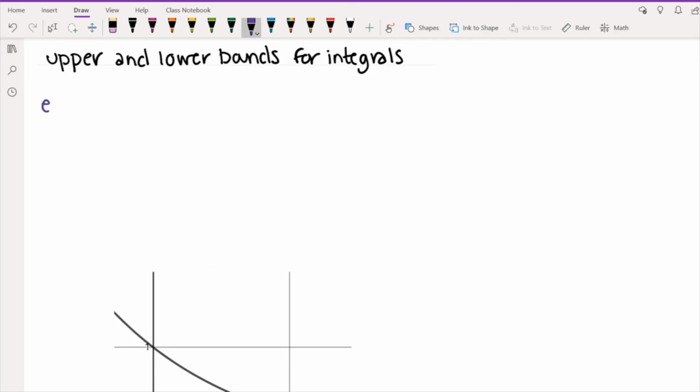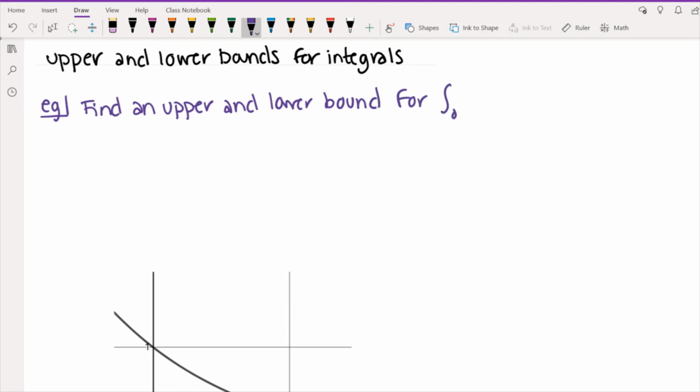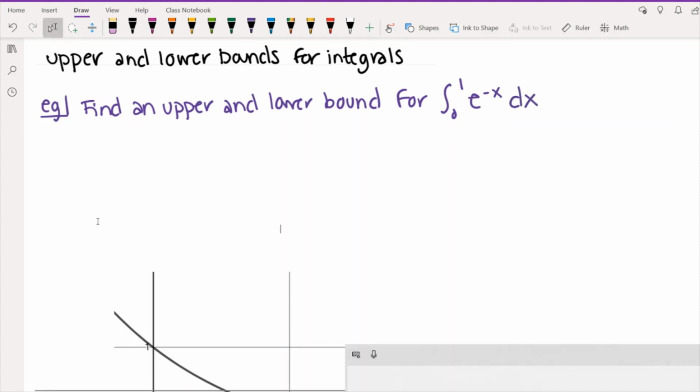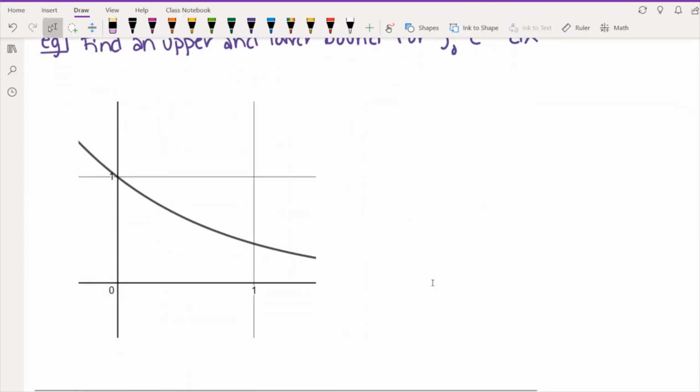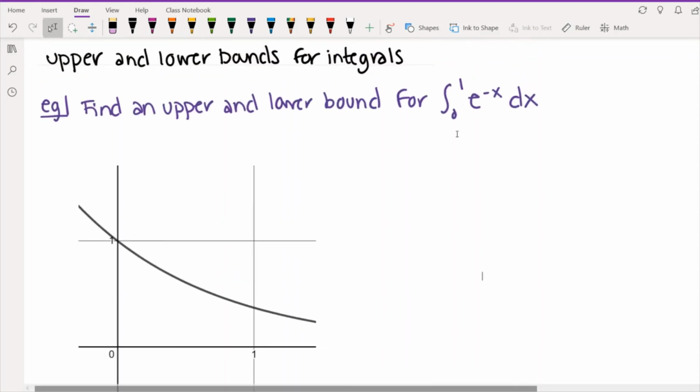Okay, so let's say that we wanted to find an upper and lower bound for the integral from 0 to 1 of e to the negative x dx. That's the function that is graphed here. How could you know what this graph looks like? Well, I would hope that you know what the graph of f of x equals e to the x looks like. That's definitely one of those important functions that I would expect you to be familiar with. And then how does e to the negative x compare?